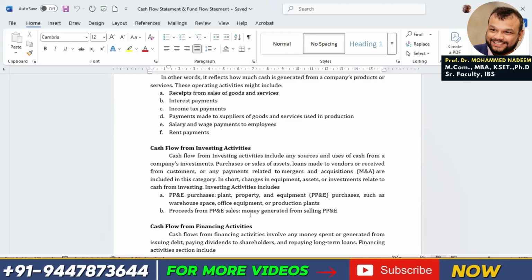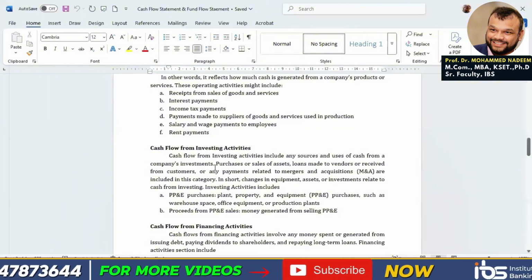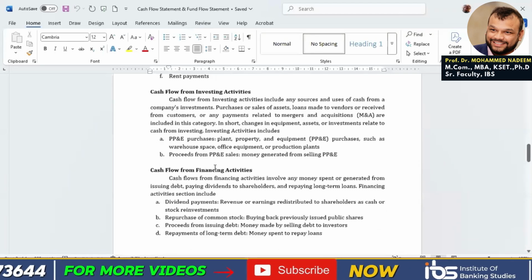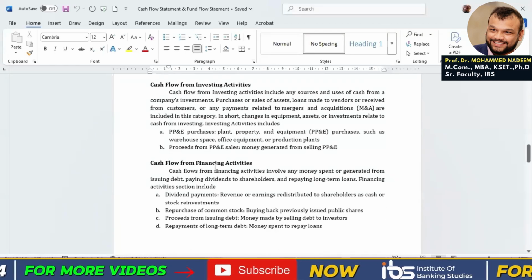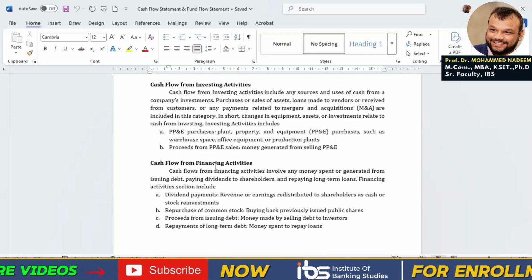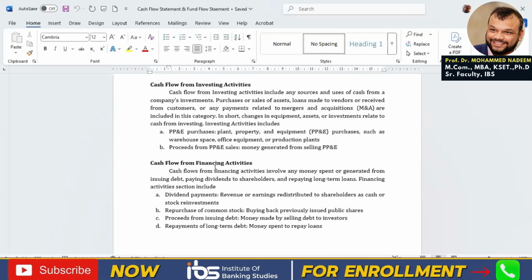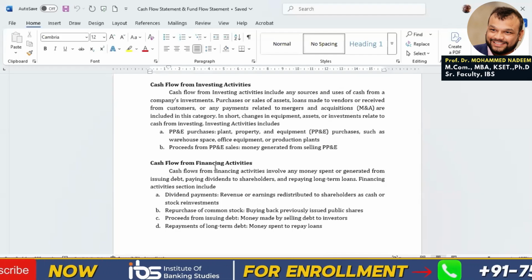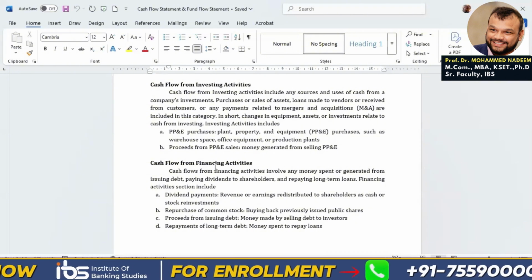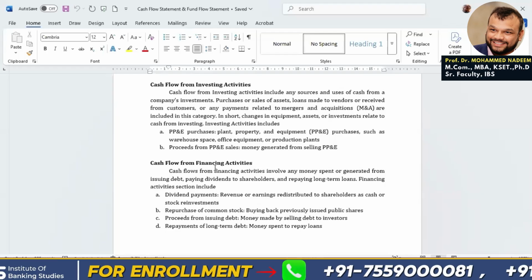When you sell any plant and machinery, it is an inflow. Only that they are talking about in investing activity. Next is financing activity. To buy any asset, you need money. From where will it come? Either from share capital or from loans, or by taking finance from any company, organization, or institute.